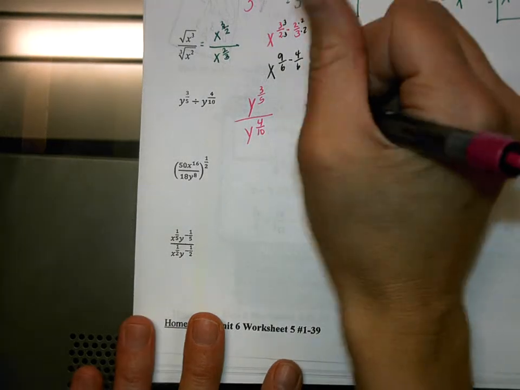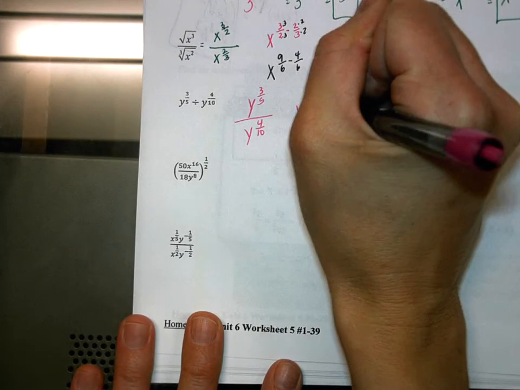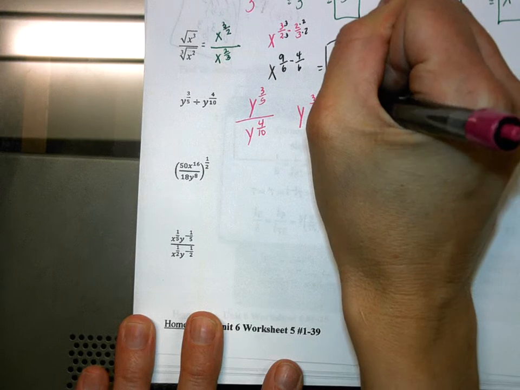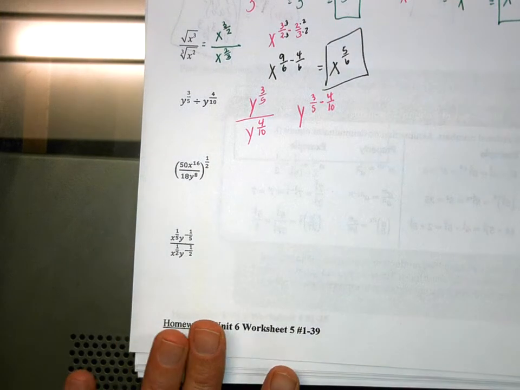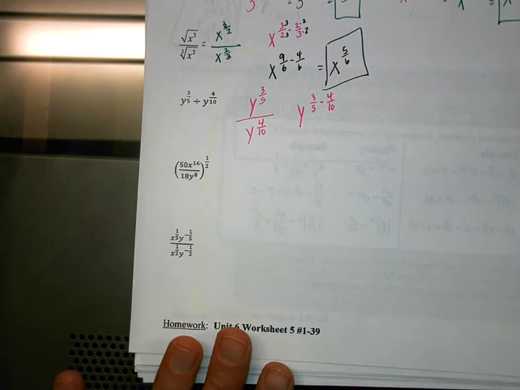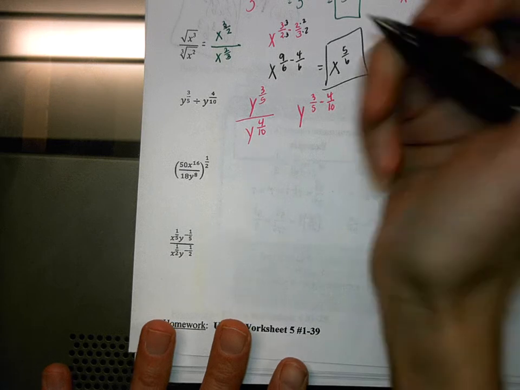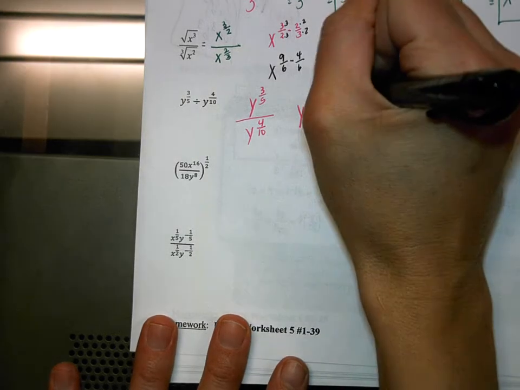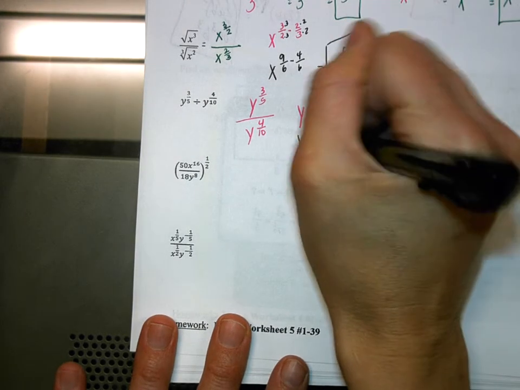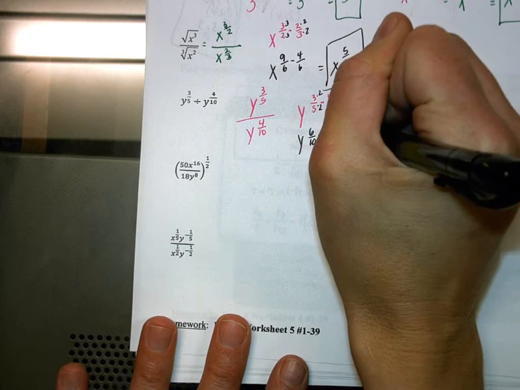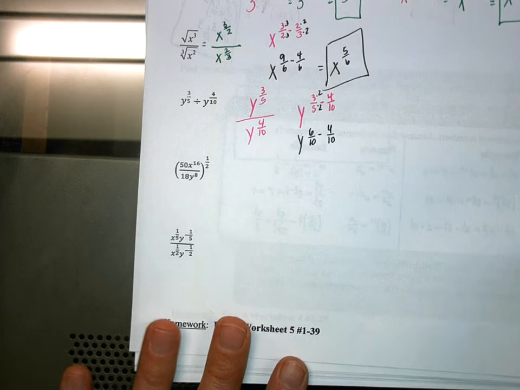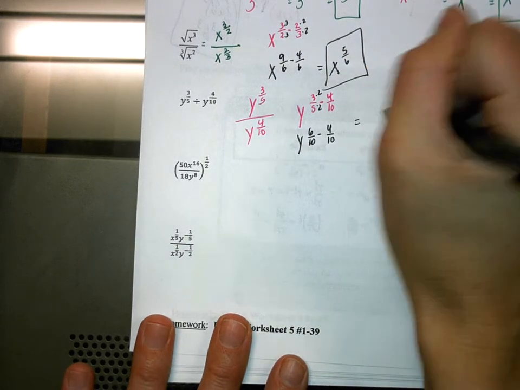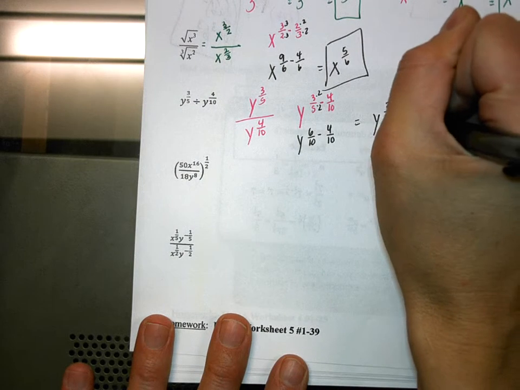Subtract. So we have y to the 3/5 minus 4/10. But we need to do what? Common denominator, which would be 10. Good. And so we have y to the 6/10 minus 4 over 10, which would make y to the 2/10, which is? Very good.